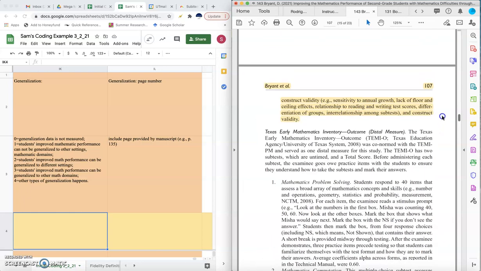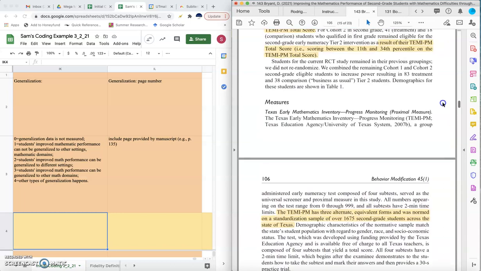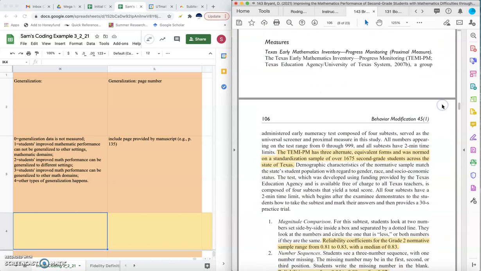Back up to the measures. And Dr. Bryant does a really wonderful job of being so descriptive of her measures. And what we're really going to look for are these keywords. So if something is a proximal measure, that means that it is measuring what the intervention is teaching.